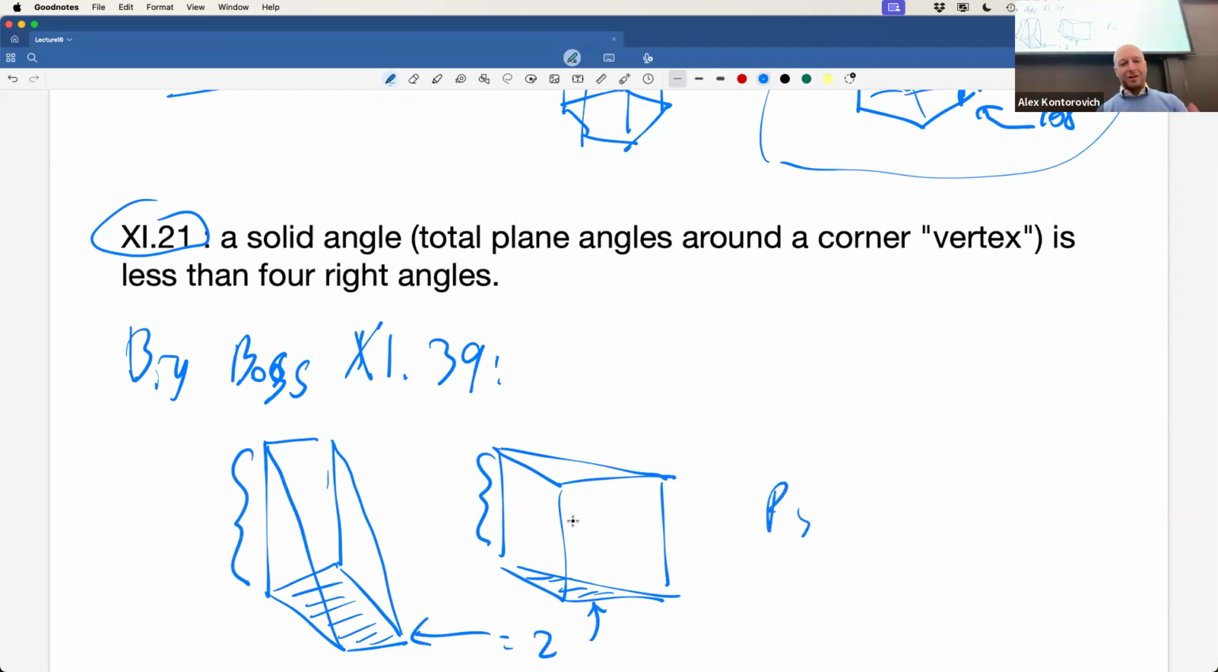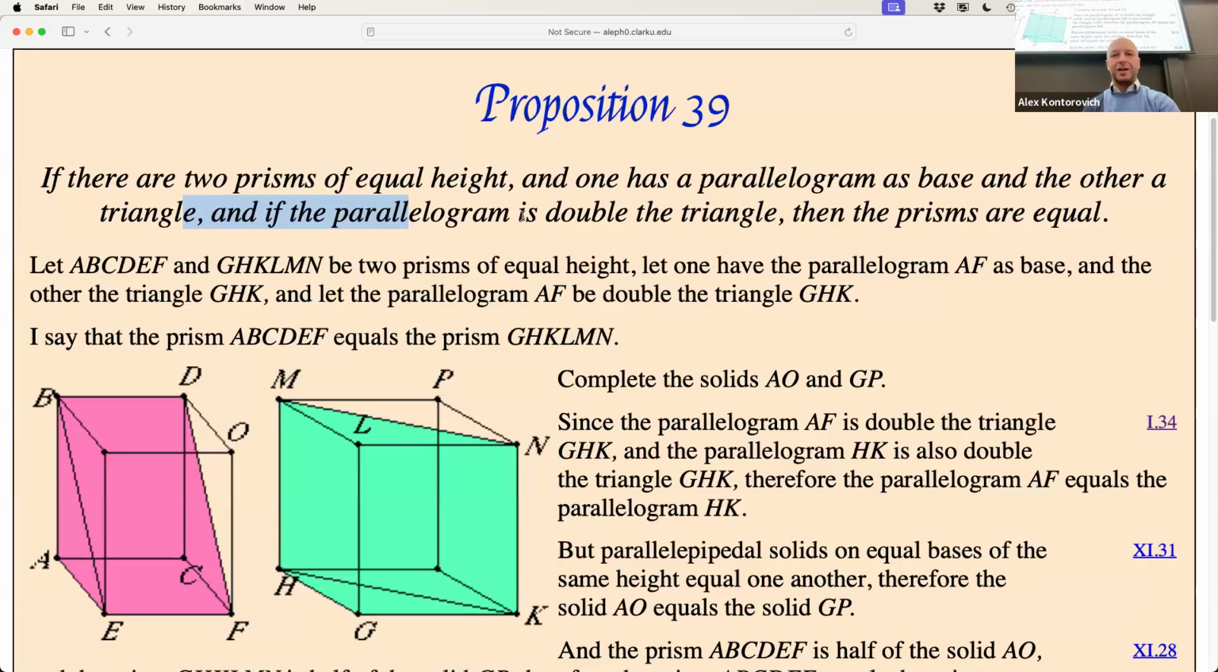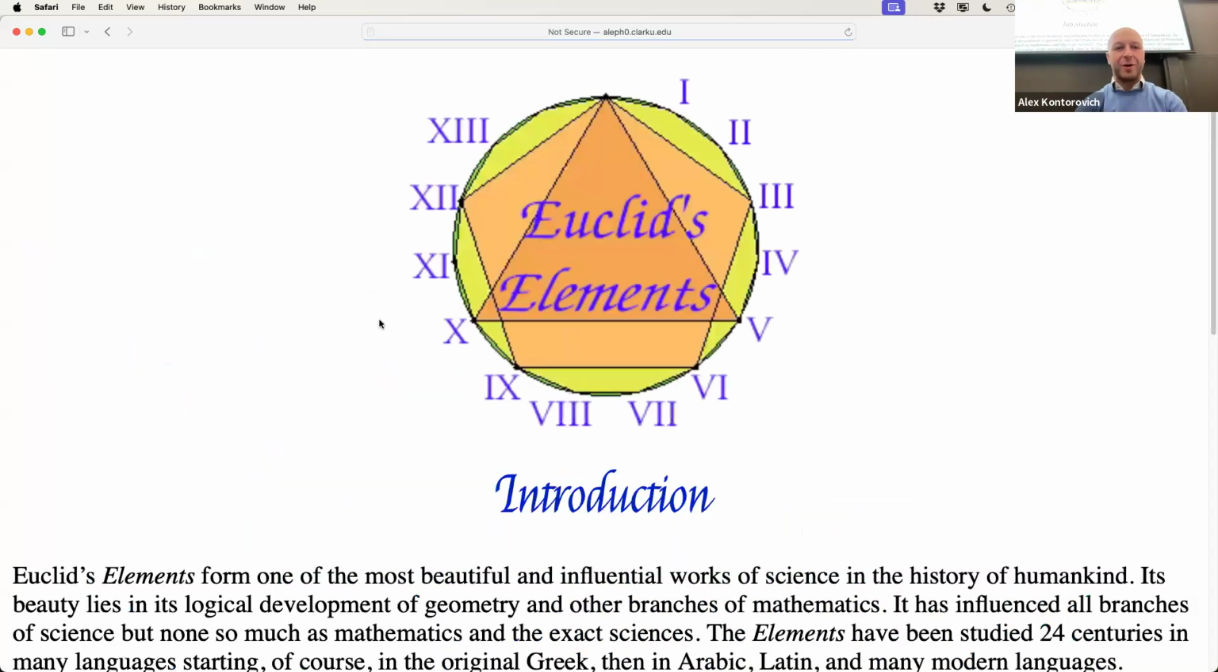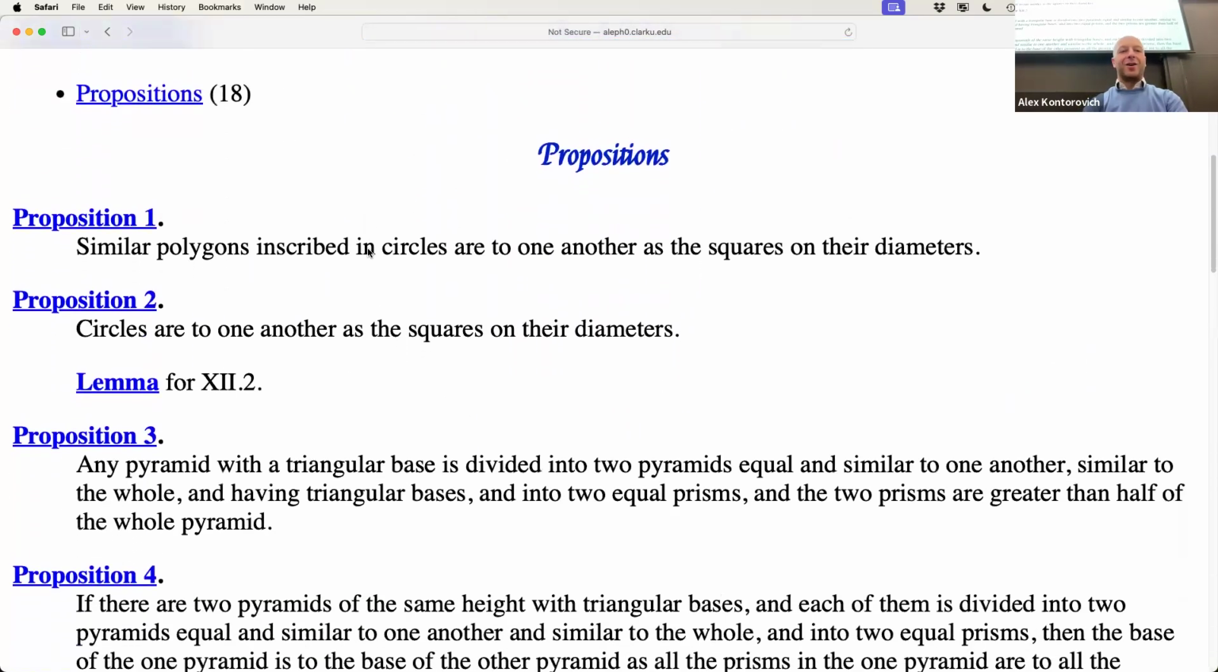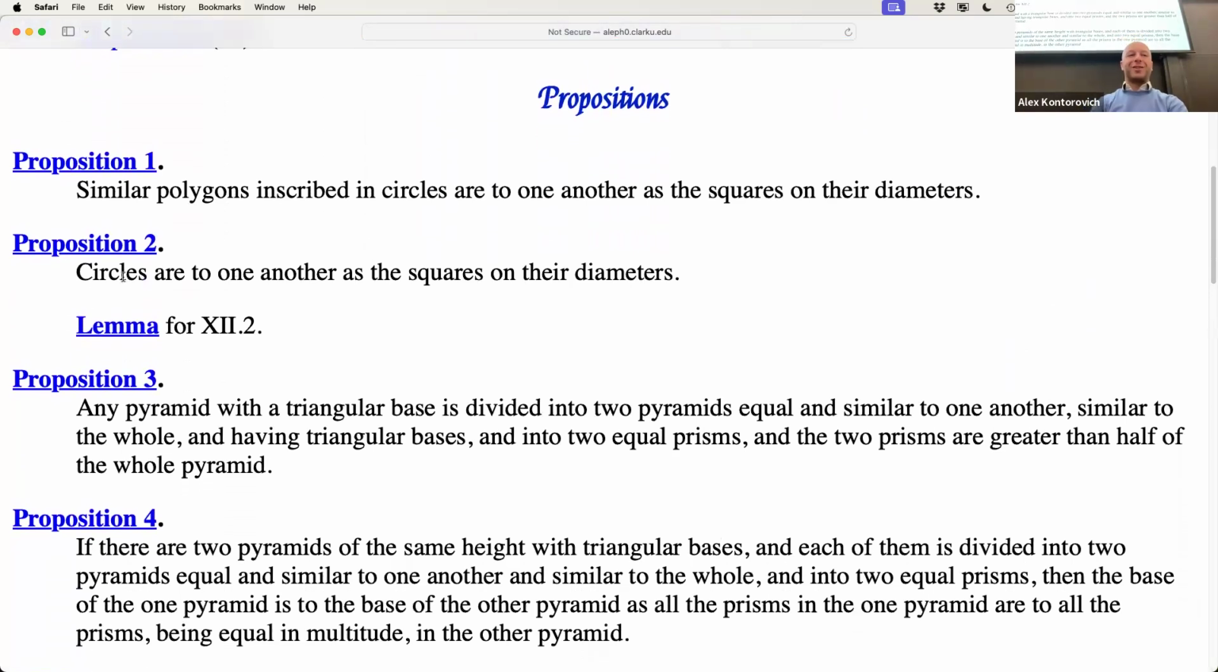So, they're not pyramids, they're prisms. Prisms have the same volume. All right, this is just a warm-up. This is like some very simple stuff with rectilinear shapes. Okay. If the parallelogram is double the triangle, then the prisms are equal. Okay, that makes sense? Not a big deal. We're moving right on from book 11 to book 12. In book 12, he does some very interesting things. For example, look at proposition 2.